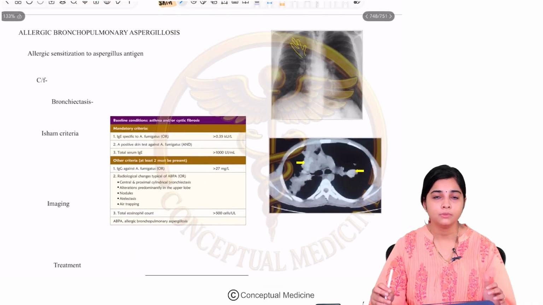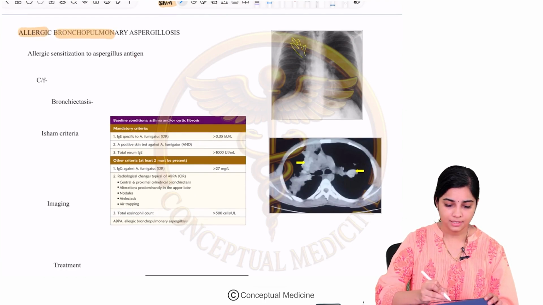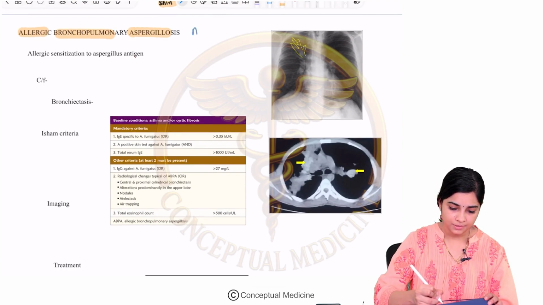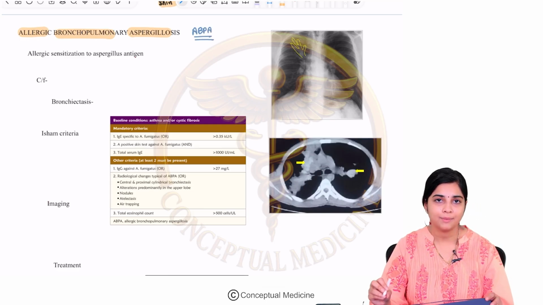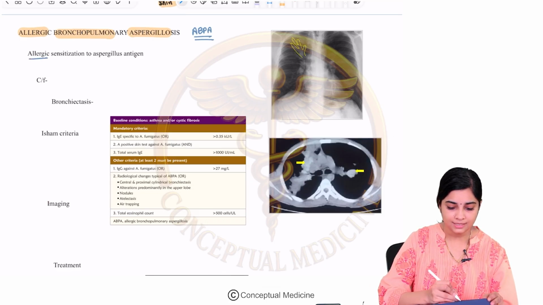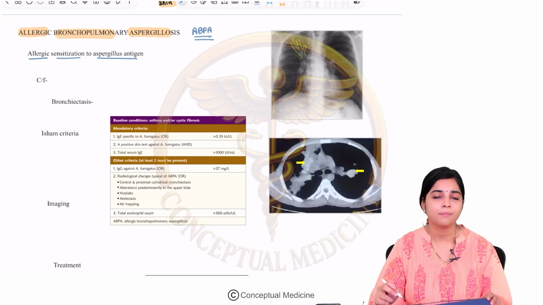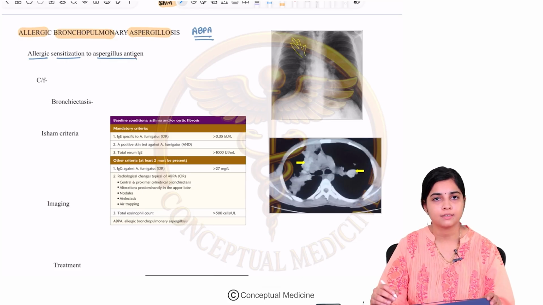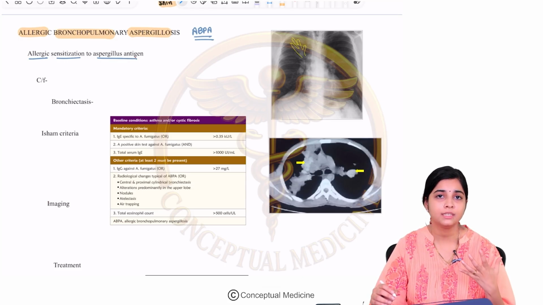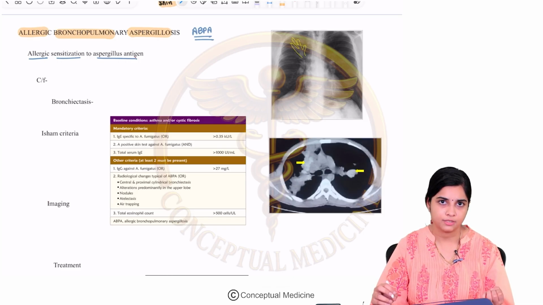Now we will move on to another very important disorder which is your allergic bronchopulmonary aspergillosis, which is ABPA. Okay. So what is ABPA? ABPA is basically a disorder which occurs due to allergic sensitization to Aspergillus antigen. So we know that many of the chronic asthmatics are on steroid therapy or on inhalational steroid therapy. So this will predispose to your colonization by fungi like Aspergillus, right?